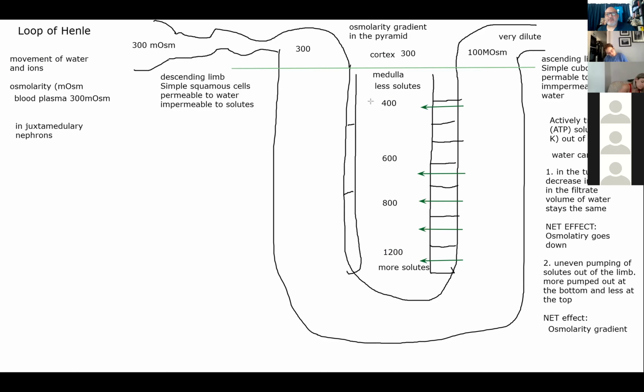So basically what's happening here is the unequal pumping of ions into the interstitial fluid sets up an osmolarity gradient in the medulla. Let's be consistent now. More is being pumped out here at the bottom, and less at the top, producing that osmolarity gradient in the medulla of the pyramid.